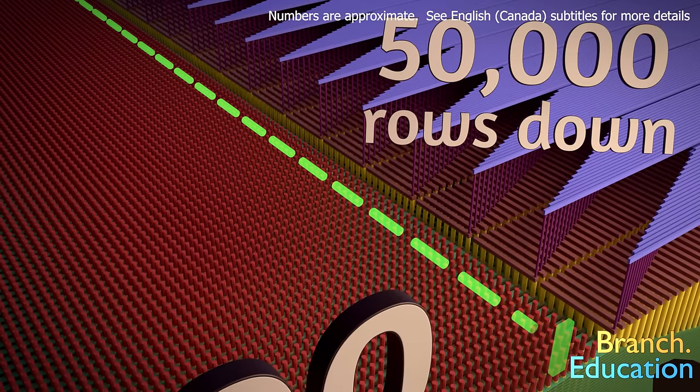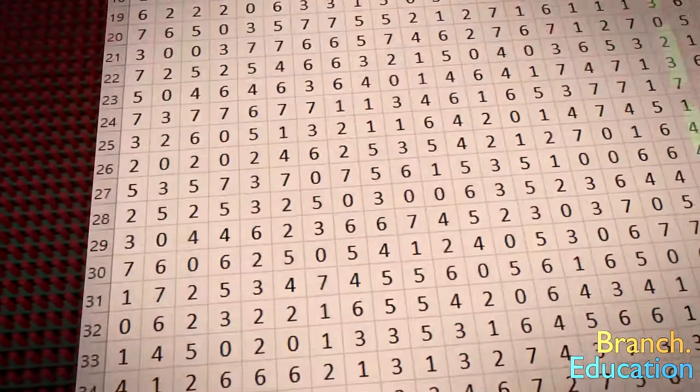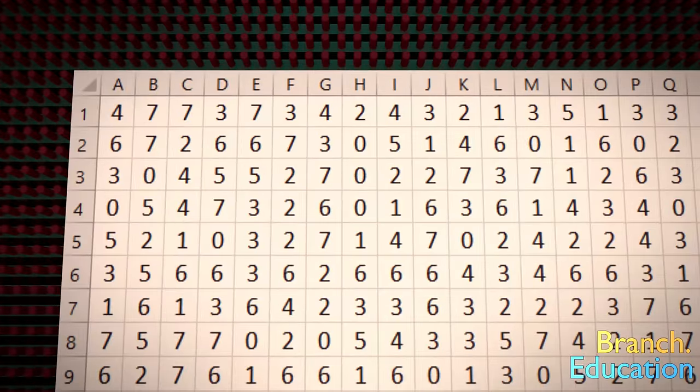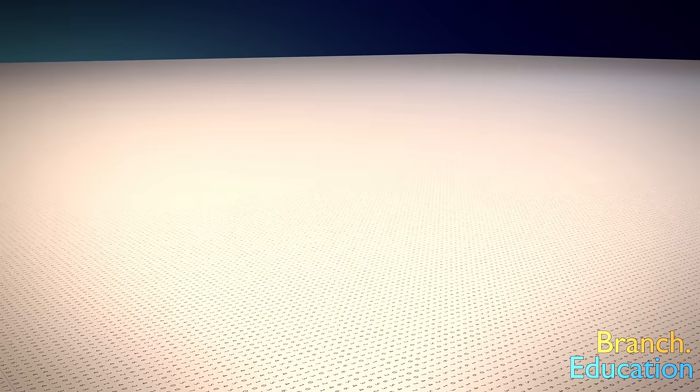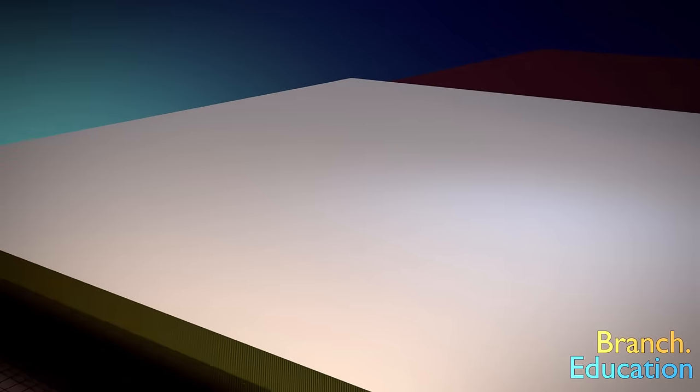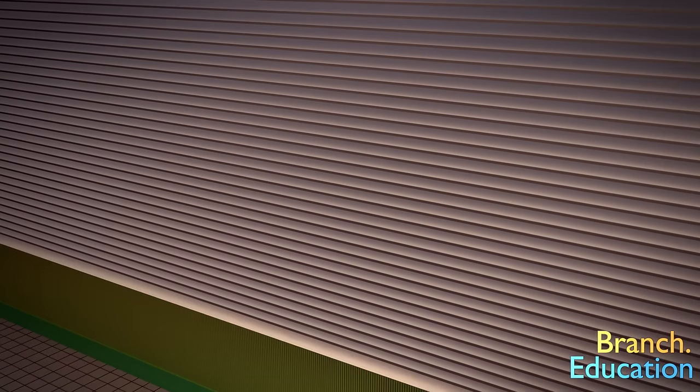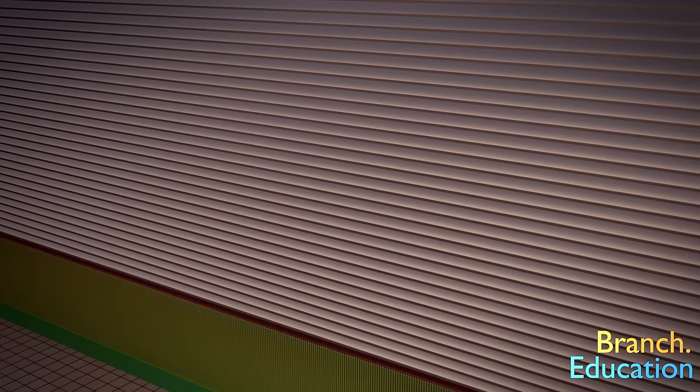You can kind of think of it as a 3D Excel spreadsheet, where the values can only be 0 to 7, and this spreadsheet has 40,000 columns by 50,000 rows. And then there are 100 different spreadsheets stacked in layers, one on top of another.